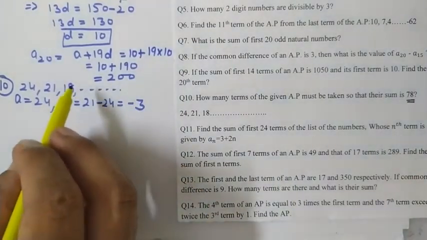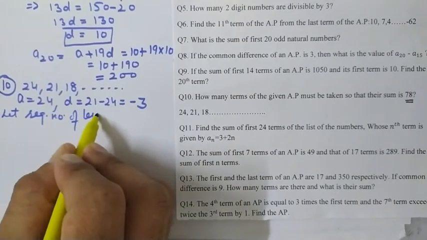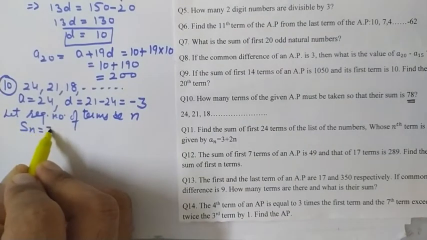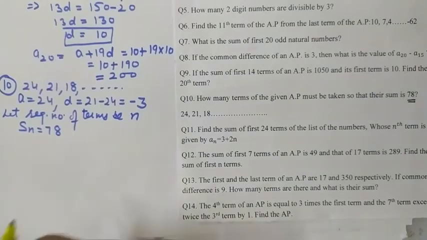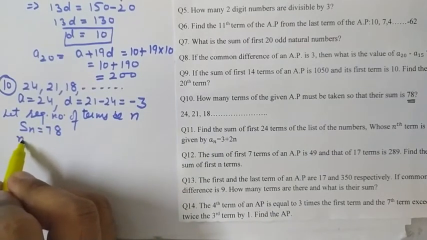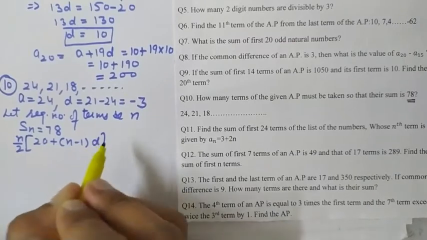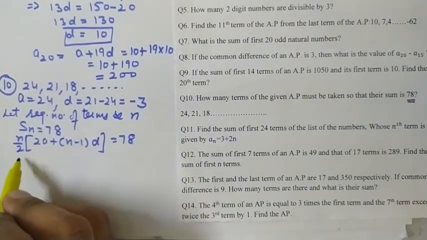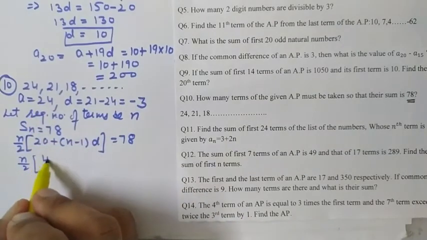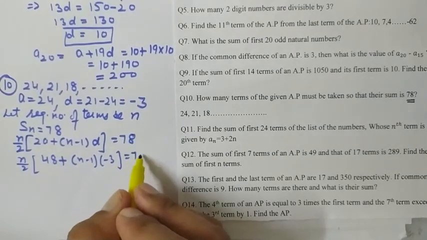So how many terms are needed to make the sum 78? Let the required number of terms be n. It means Sn is 78, because the sum of n terms is 78. So what is the formula for Sn? n by 2 into 2a plus (n minus 1)d is equal to 78 in this question. So fill in the values. n we need to find, and n over 2 into 2a, so 2 into 24, that is 48, plus (n minus 1), d is minus 3, is equal to 78, right?